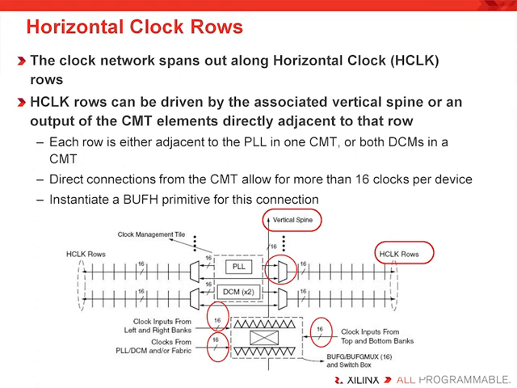At the bottom of the slide is a representation of the vertical spine inputs. As you can see, there are 48 inputs available to the vertical spine: 16 inputs from the left and right edge of the die, 16 inputs from the top and bottom edge, and 16 inputs from the CMTs and/or internally generated from the FPGA logic. In the end, understanding this is not significant, but it does show you the possible sources of clock and reset signals that you can have.